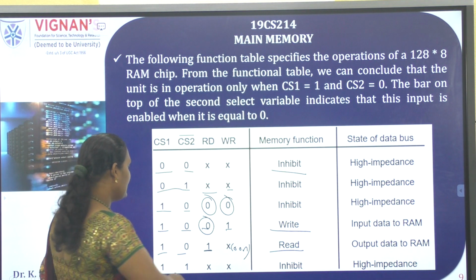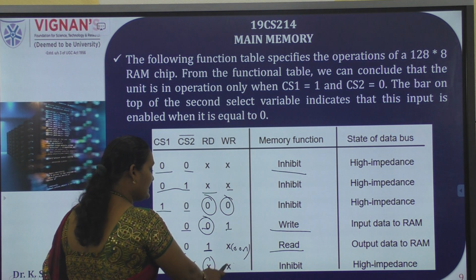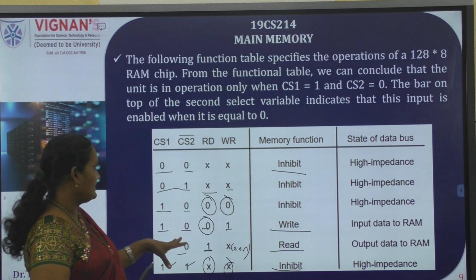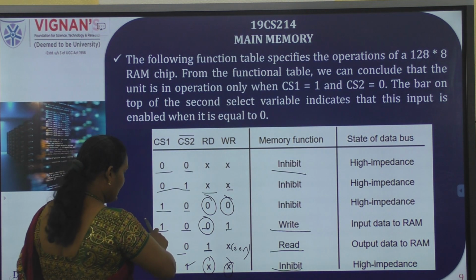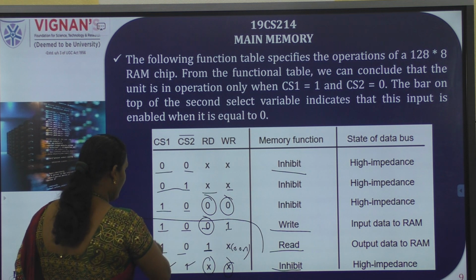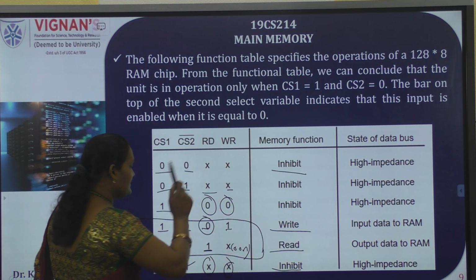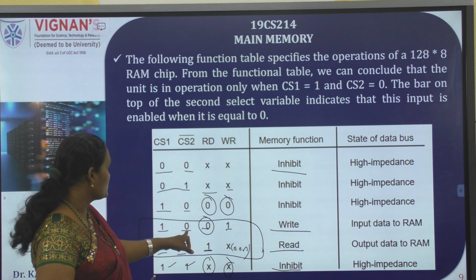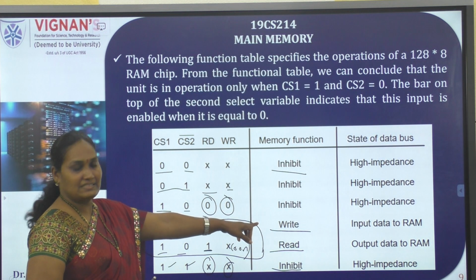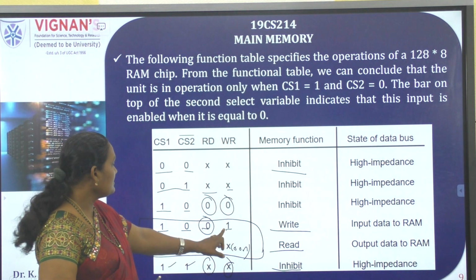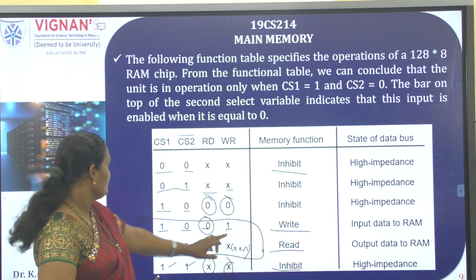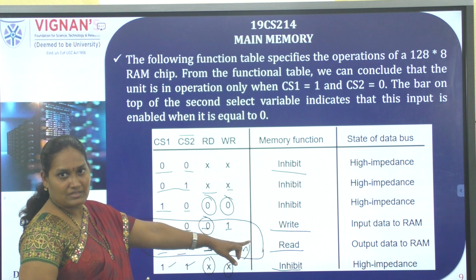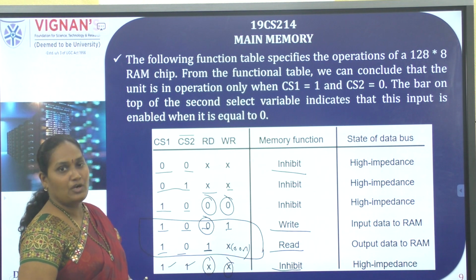Now if it is 1, 1, whatever the read and write, it is in high impedance state. That is what you can observe from this functional table. The RAM is in working state in only two cases. If CS1 is 1 and CS2 is 0, it does a write operation if write control is enabled. If it is 1, 0 and read control is enabled, it does a read operation. So this entirely gives the functional table of the RAM chip.